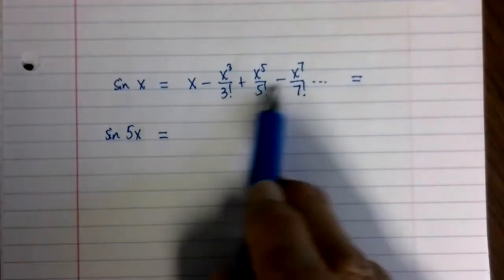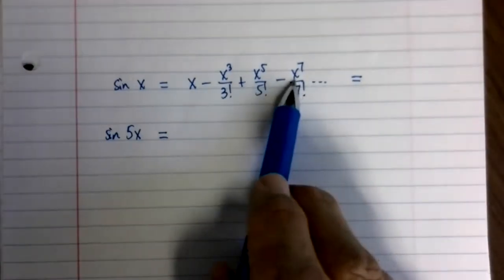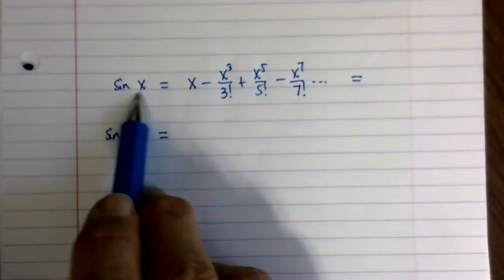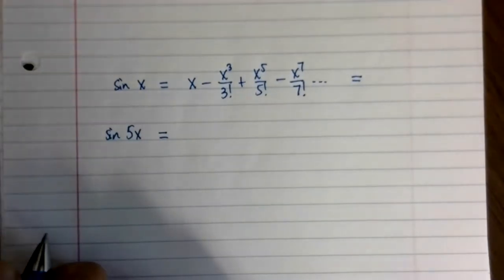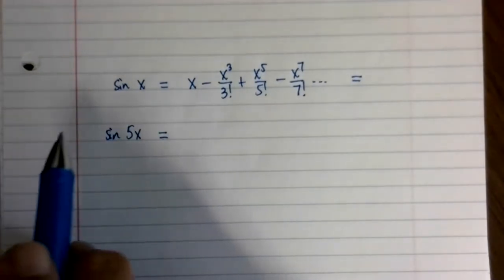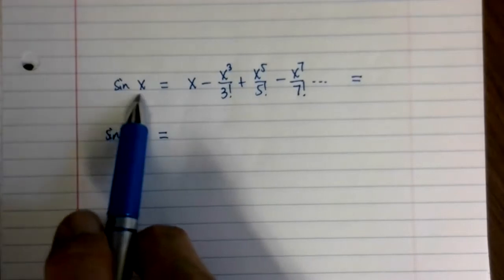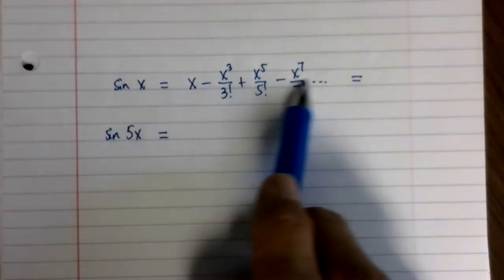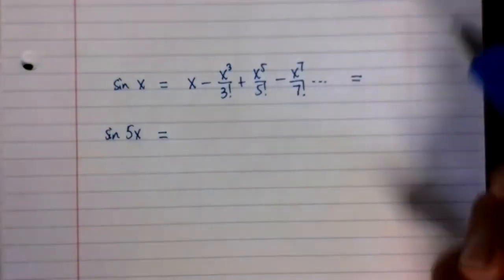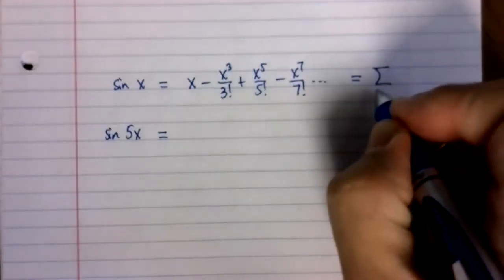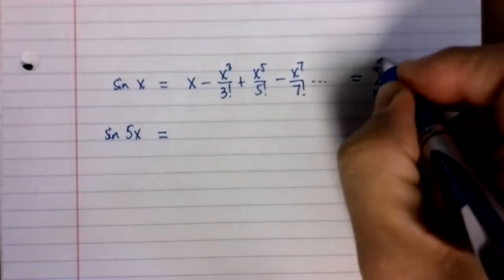You'll notice that all of the exponents here are odd. And you may recall from pre-calculus that sine of x is described as an odd function that has symmetry about the origin. And the reason the adjective odd was chosen was because the Taylor series expansion for sine of x has all odd exponents. This can be written more succinctly: summation n equals 0 to infinity.